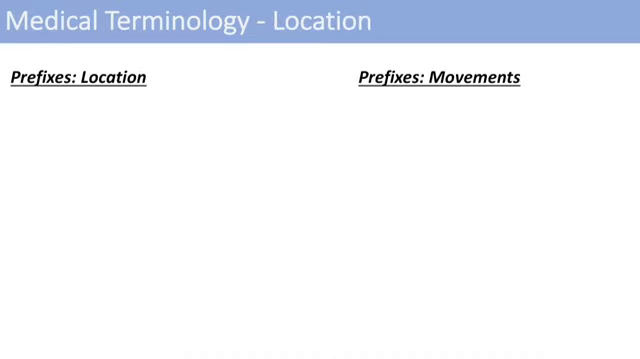For different locations, for prefixes, we've got epi, peri, and circum, and these all just mean around the location or around the object. You can think of perimeter, circumference, the epicenter, you're around the center. Different things like that.